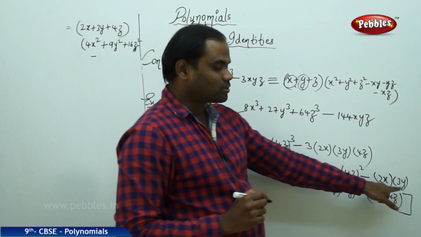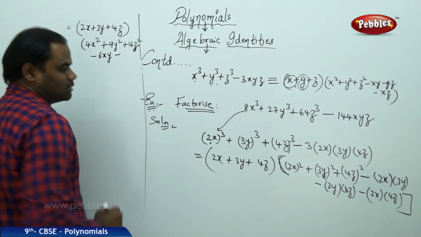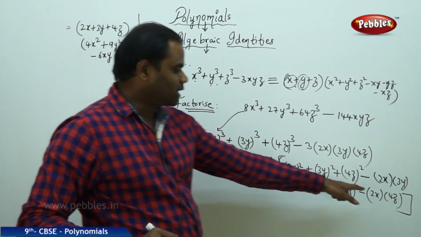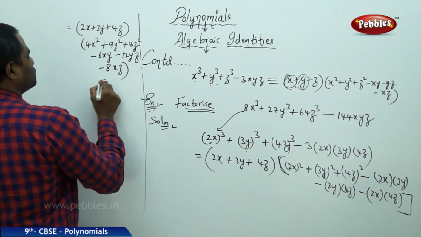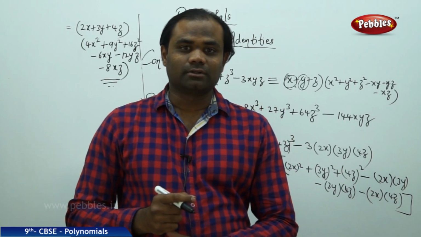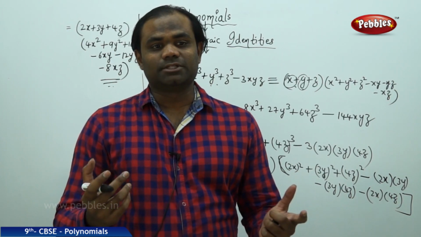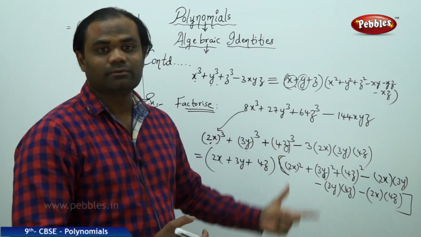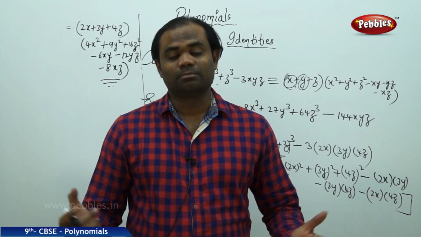minus 2 times 3, which is 6. Therefore, I get minus 6xy, minus 4 times 3 is 12. So I get this to be 12yz, and 2 times 4, which is 8. Therefore, I get minus 8xz is what I get as the factors for the given polynomial. Factorization of the polynomials which have more than one variable is done using the algebraic identities. This algebraic identity helps in factorizing this given problem. Applications of algebraic identities is to factorize the polynomials.